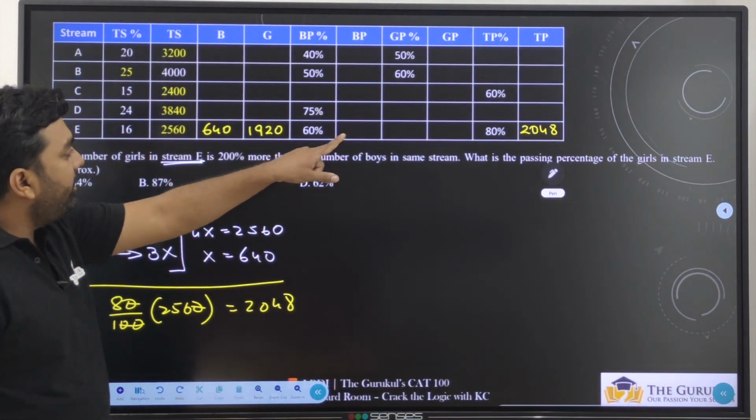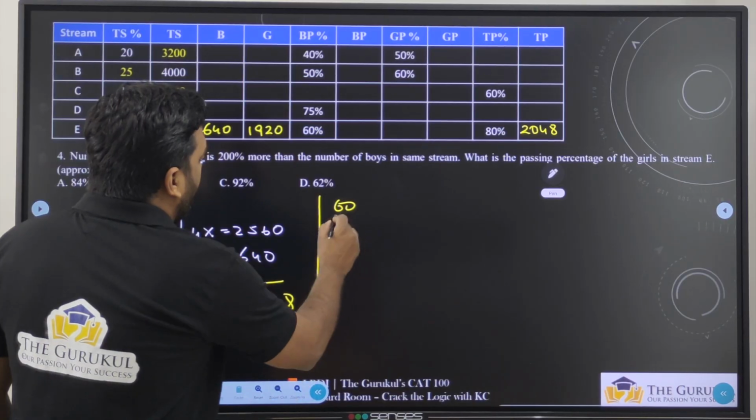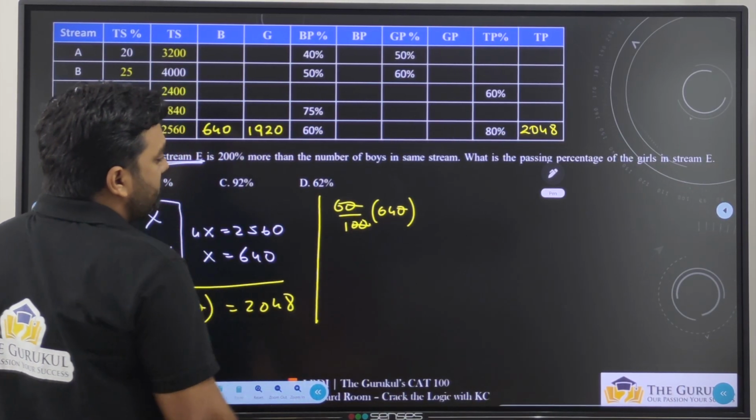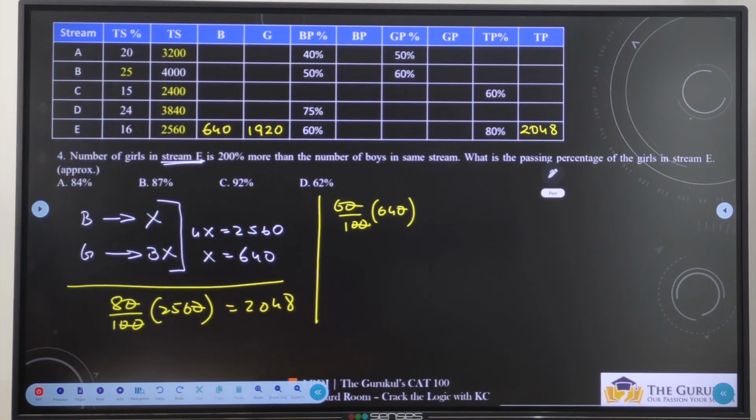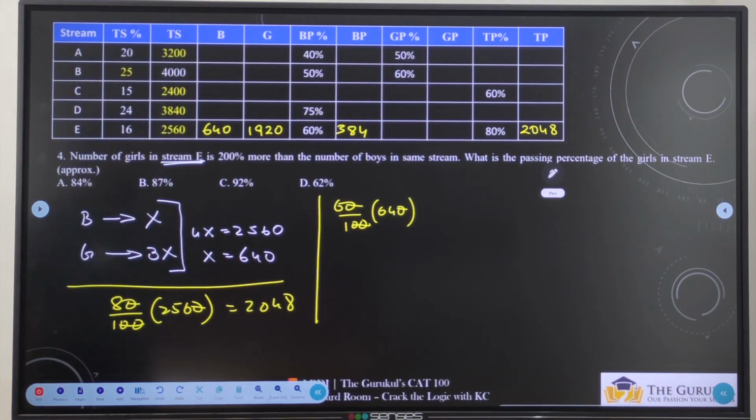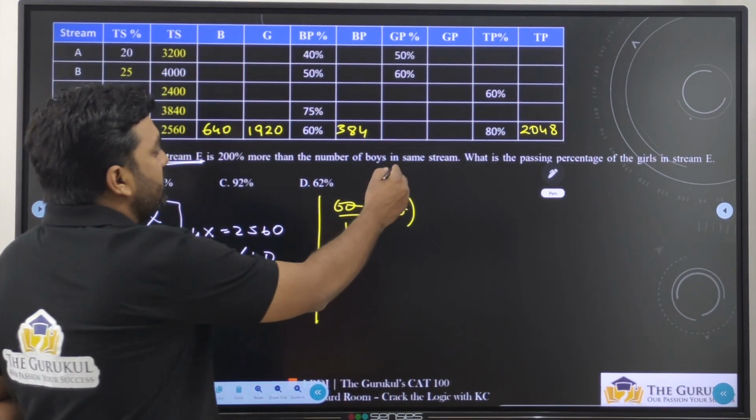How many boys are there here? 60% of 640 are passed boys. That is 64 into 6. How many boys passed the exam? Perfect. That is equal to 384. If 384 boys passed the exam, how many girls will be there? Total is 2048. 384 are already boys. So the difference will be equal to number of girls who passed the exam, which is 1664.